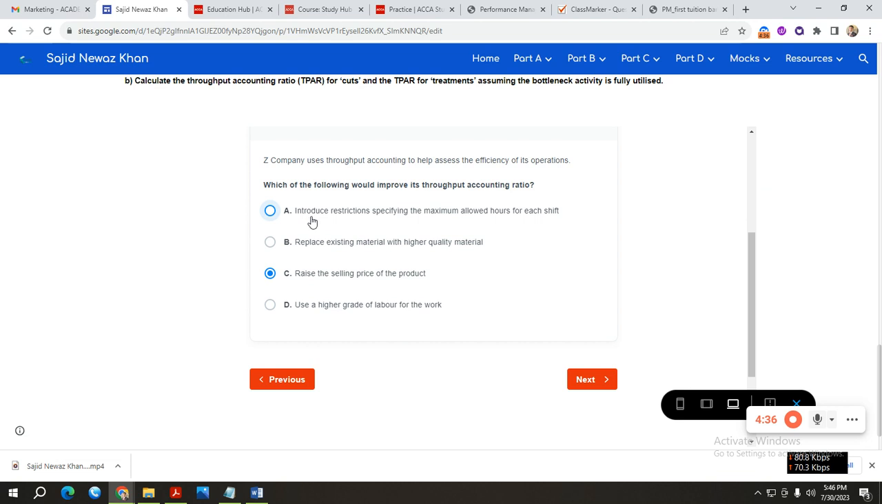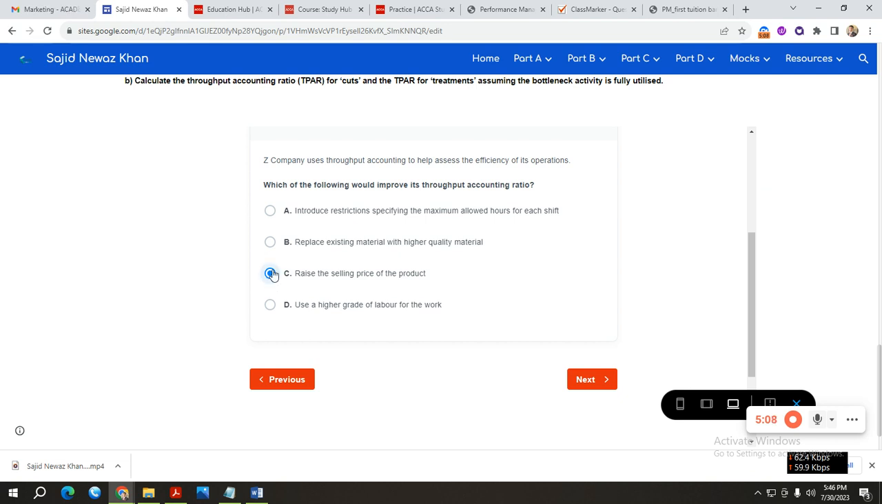So option 1, introduce restrictions specifying the maximum allowed of hours. So this will restrict my production even more. So this does not help me improve my throughput accounting ratio. Replace existing materials with higher quality. Higher quality materials will be more expensive. So if we subtract that from the selling price, our throughput would decrease, and of course our return would decrease as well.